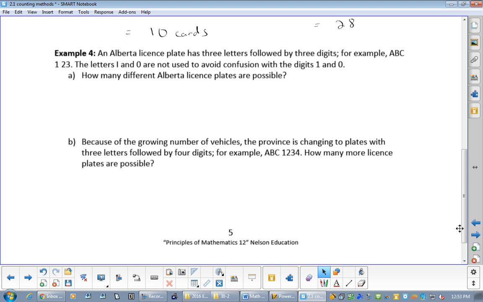License plates, there will be one of them for sure, both on the 30-1 and 30-2. Alberta license plate has three letters followed by three digits. So the first thing I always do, and again, strategies, doing these over and over again.